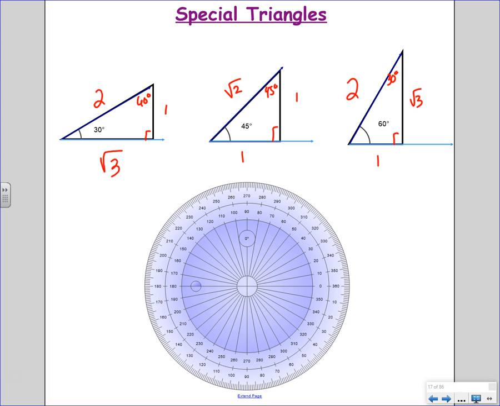Now kiddos, we talked about how to go from degrees to radians. So if we take this 30 degrees, which is 1/3 of 90, or 1/6 of 180, that's the same thing as pi over 6. 45 is the same thing as 1/2 of 90, or 1/4 of 180, which is pi over 4. And this last one is pi over 3.